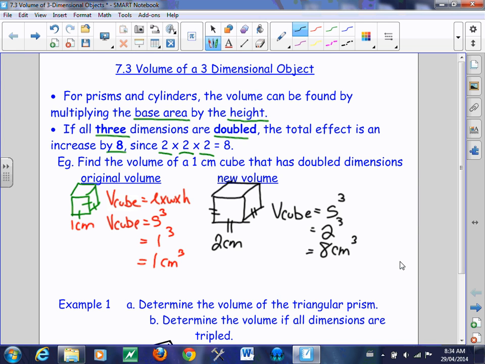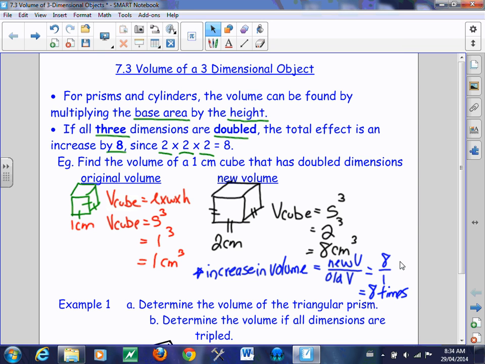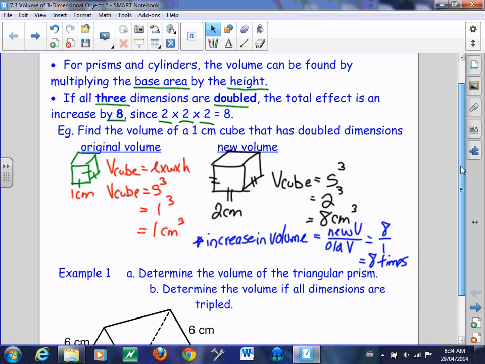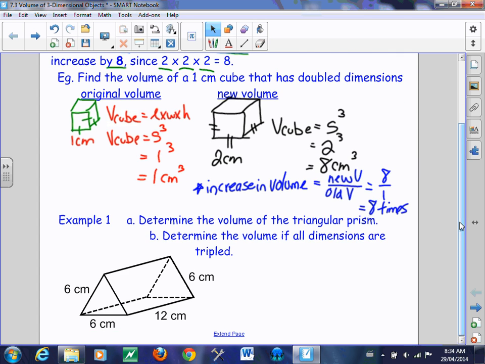So if I asked you to do an increase in volume, so how did the volume increase? You would take the new volume, new V, divided by the old V, meaning old volume. So it'd be 8 over 1, which equals 8 times. So it's 8 times as large. Okay? We'll do another example here just to try to fit that in.